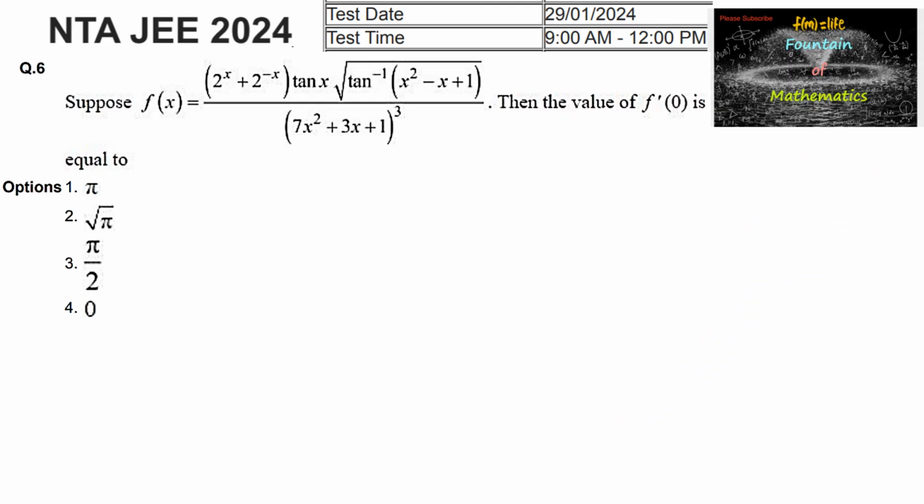Suppose f of x is equal to 2 power x plus 2 power minus x into tan x into root of tan inverse of x square minus x plus 1 upon 7x square plus 3x plus 1 whole power 3. Then find the value of f dash of 0.